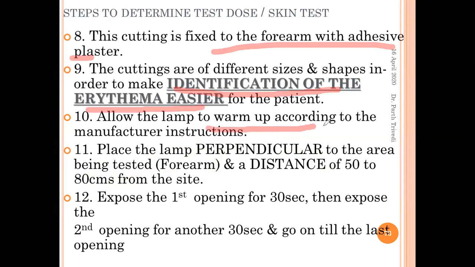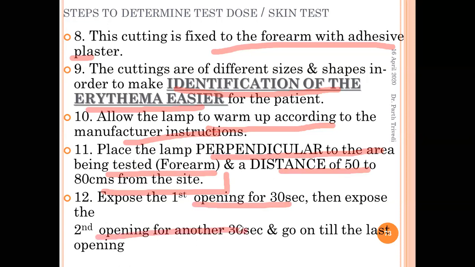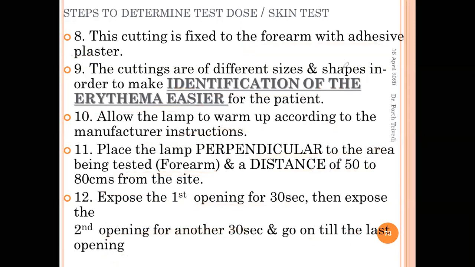Then as per the lamp instructions, we are supposed to allow the lamp to warm up, perpendicular to the forearm, and a distance of 50 to 80 centimeters is used. Okay, so generally it is 50 centimeters. So based upon the lamp criteria and different books, I have written 50 to 80 centimeters. Expose the first opening for 30 seconds, then the second opening for another 30 seconds, and till the last opening is open for the next 30 seconds. So this means your total testing paper exposure is 90 seconds, 1 minute 30 seconds. Clear?